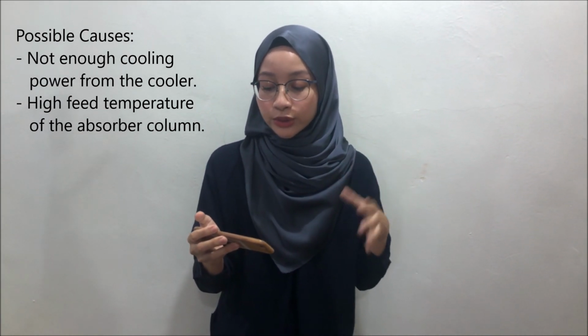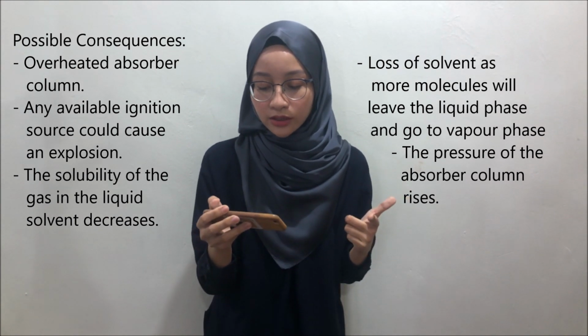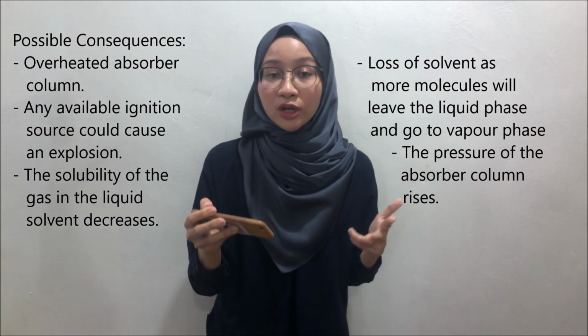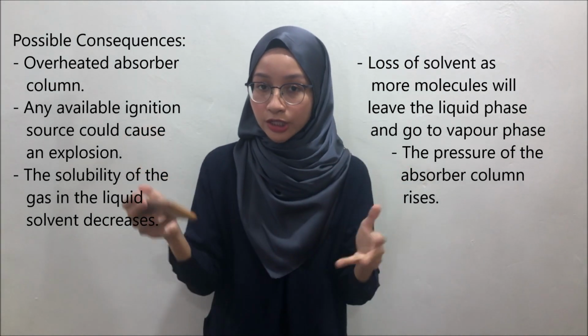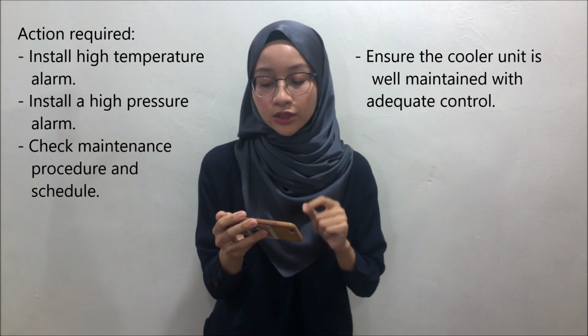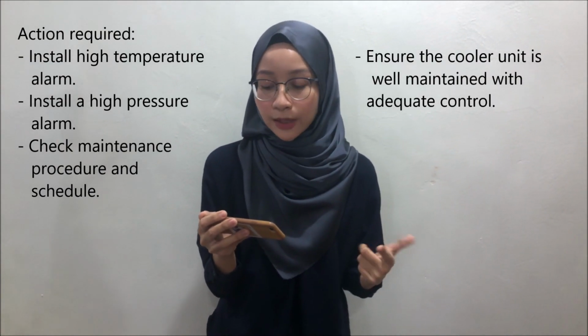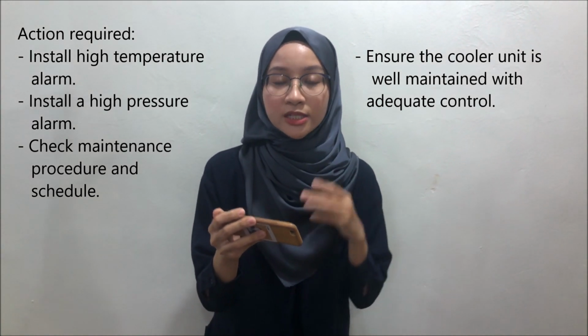High temperature may be caused by not enough cooling power from the cooler. It may also be due to the high feed temperature of the absorber column, and it will lead to an overheated absorber column, and any available ignition source could cause an explosion. The solubility of the gas will be low. There will be loss of solvent due to evaporation of the solvent, and also the pressure of the absorber column will rise. What we need to do in order to prevent this is install a high temperature alarm, a high pressure alarm, check the maintenance procedure and schedule regularly, and ensure the cooler unit is well maintained with adequate control.